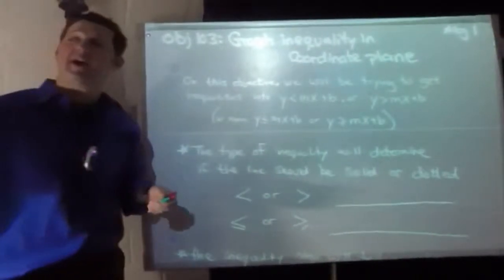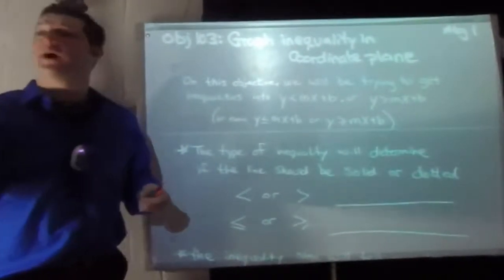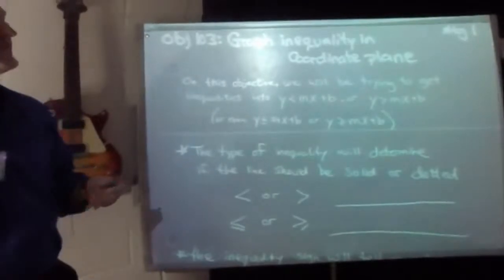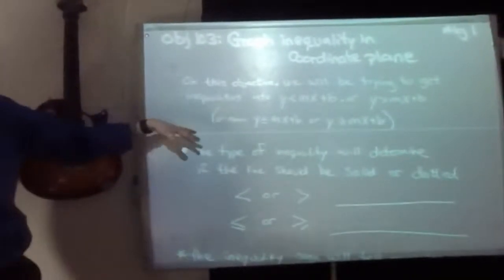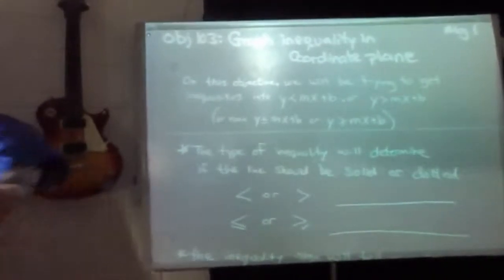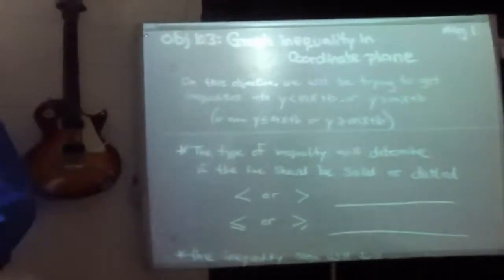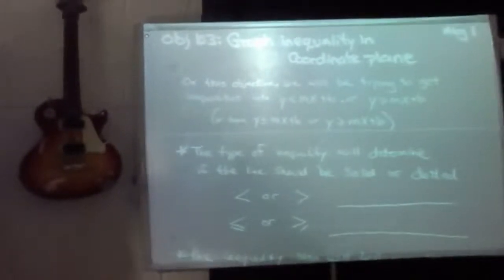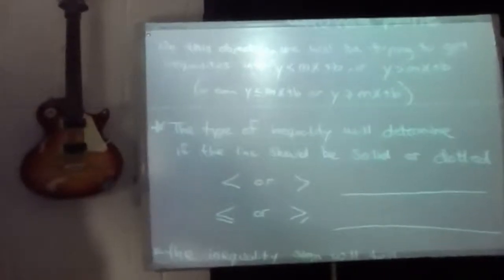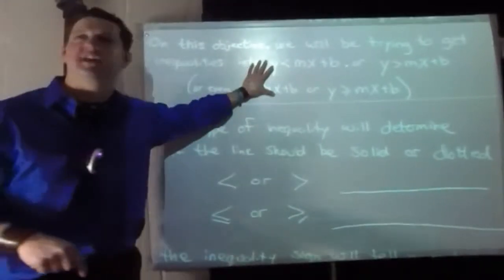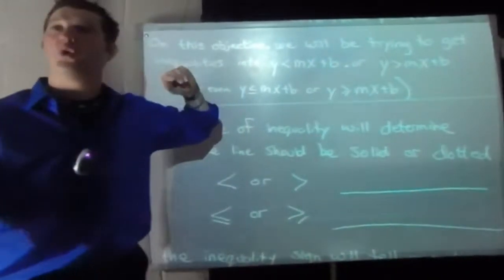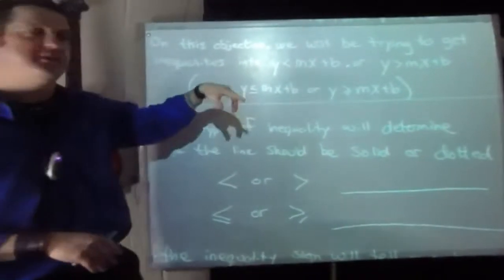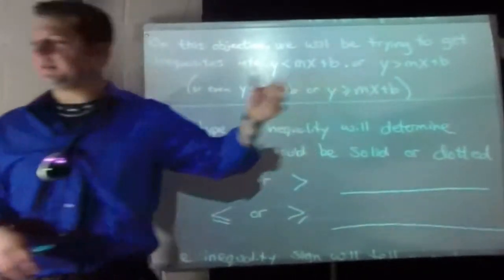So, if you remember yesterday, all you had to do is y equals mx plus b. Today, some of them will be in y equals mx plus b, and some of them you're going to have to get into y equals mx plus b. Okay, so first thing is, we're going to try to get these into mx plus b: either y is less than mx plus b, or y is greater than mx plus b, or less than or equal to mx plus b, or greater than or equal to mx plus b.